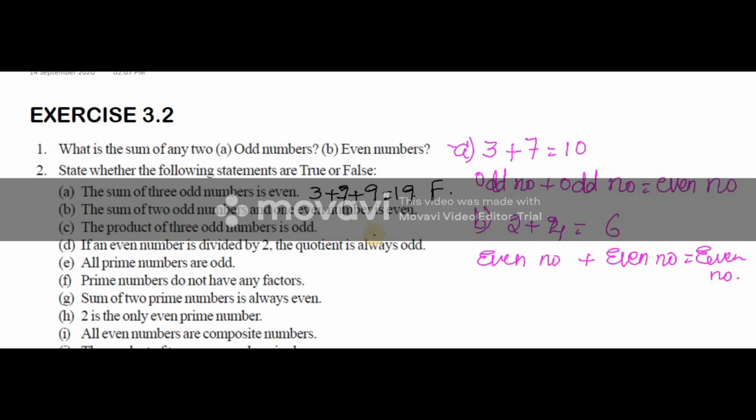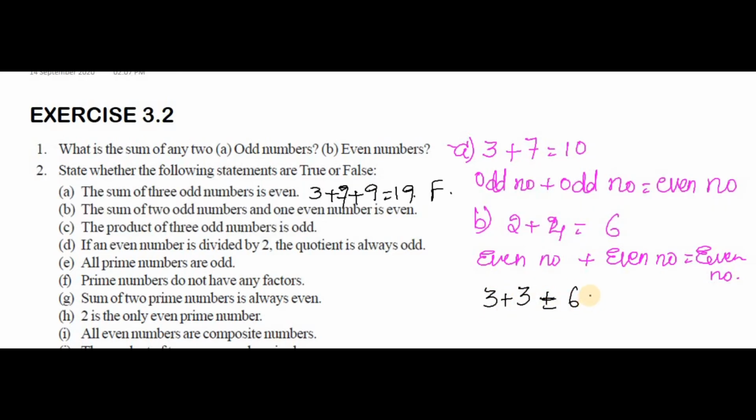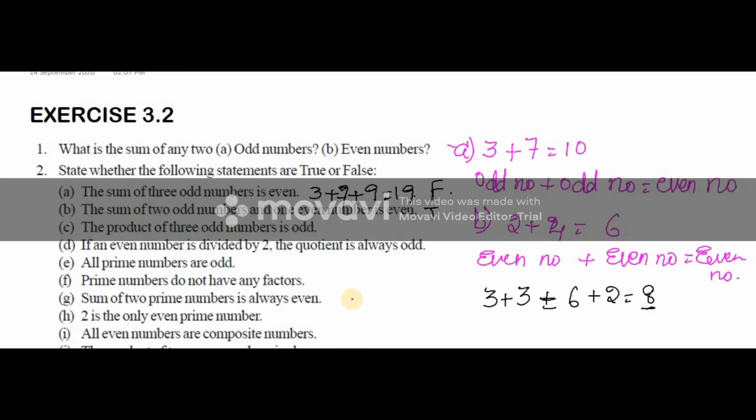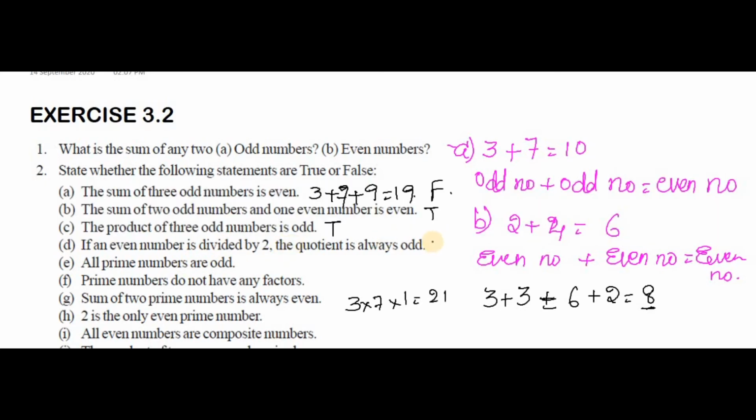The sum of two odd numbers and one even number is even. Two odd numbers, 3 plus 3 is 6, and one even number, plus 2 is equal to 8. So we got an even number. So that means the answer is true. The product of three odd numbers is odd. 3 into 7 is 21, 21 into 1 is 21. Yes, odd number, true.